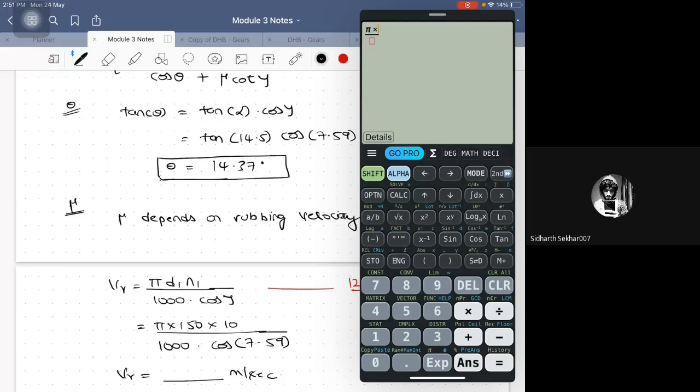Shift pi into 150 into 10 divided by 1000 into cos of 7.59, and make sure your calculator is in degrees, not in radians, guys. It would be a blunder if you keep your calculator in radians and do the calculations. 4.75 is the value I have got. Is that value correct? No.